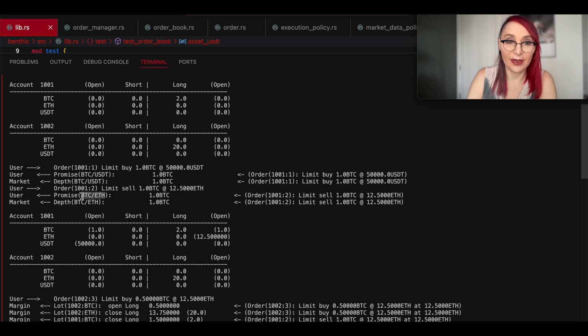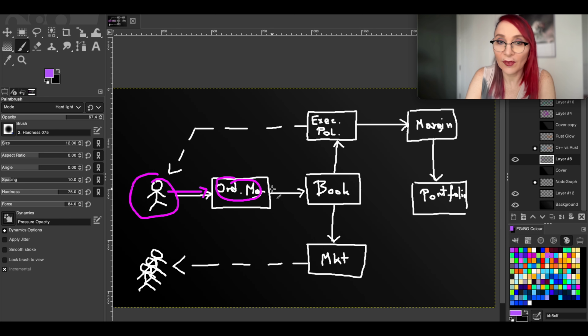That is buys and sells of Bitcoin for Ethereum. So once the order manager finds the correct book for the order, it tells the book to match the order against the entries in the book. And when the book finds a match, it goes to execution policy, and execution policy goes to margin, okay?